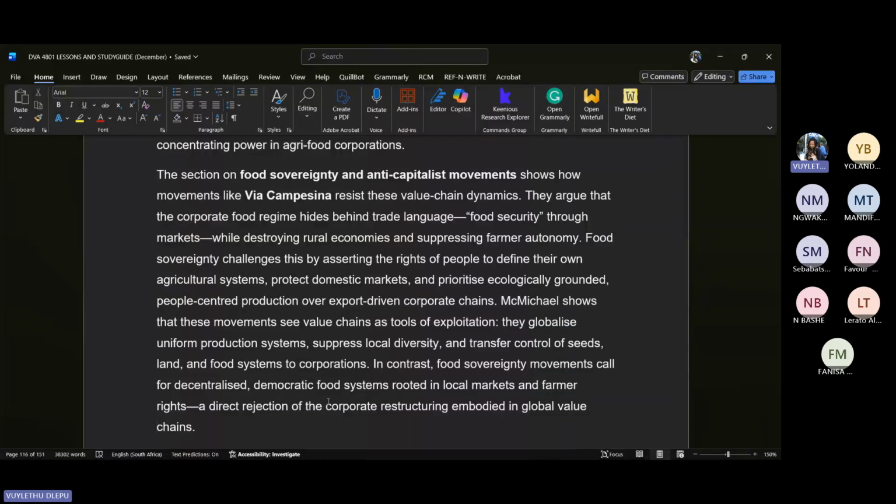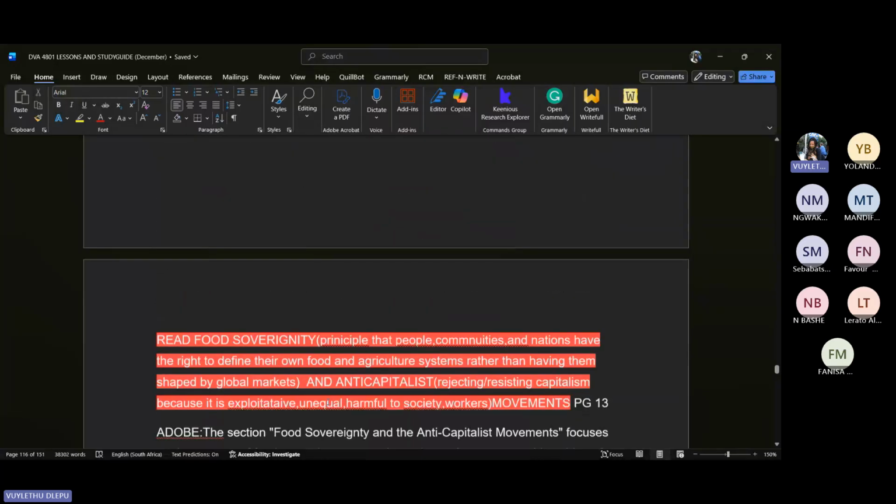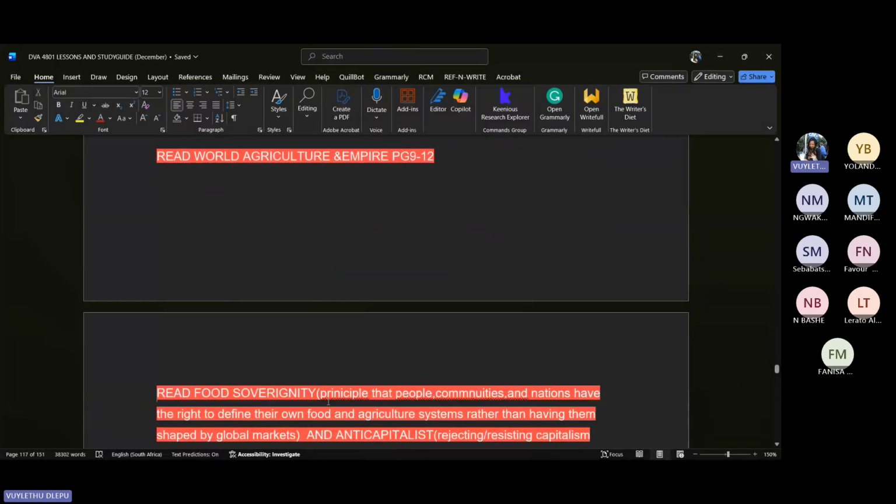McMichael shows that these movements see value chains as tools of exploitation. They globalize uniform production systems, suppress local diversity, and transfer control of seeds, land, and food systems to corporations. In contrast, food sovereignty movements call for decentralized, democratic food systems rooted in local markets and farmer rights, a direct rejection of the corporate restructuring embedded in global value chains. Okay, so basically all this information is found on pages 9 to 12, the Real World Agriculture. I've just broken it down.